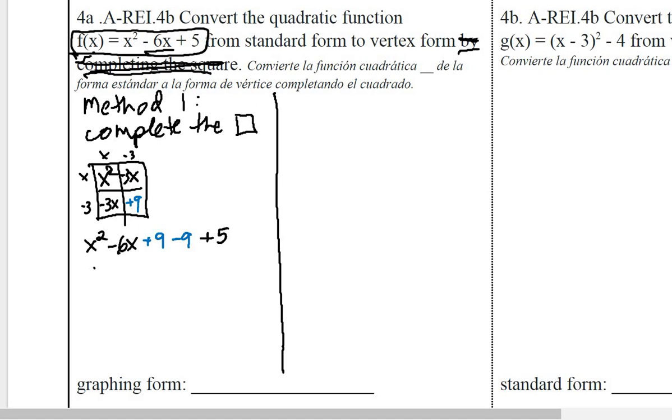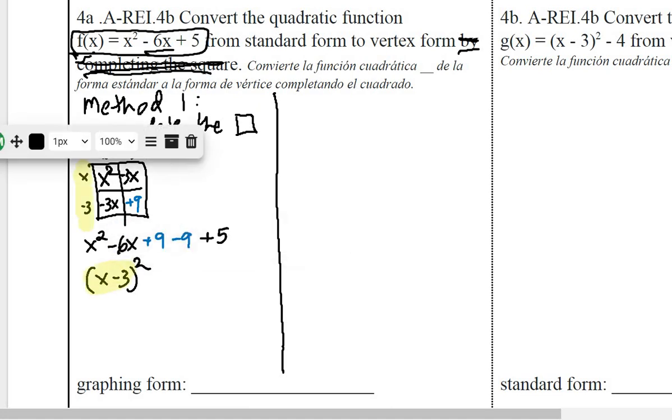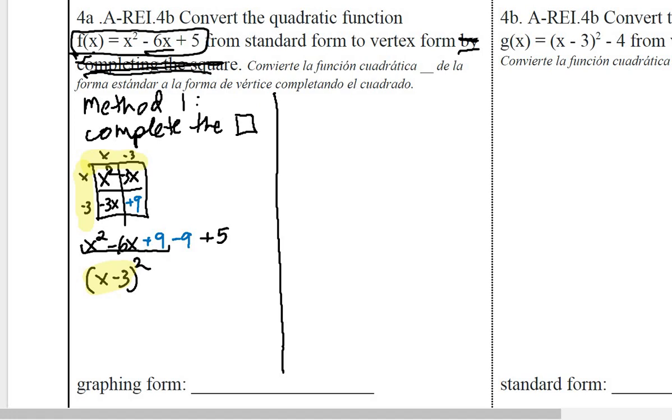And that can turn into (x minus 3) squared, x minus 3 coming from the outside of my box, and that's why it's squared, which came from this part of my equation, and then minus 4, which comes from this part. I should have said for my expression, by the way. Okay, so graphing form is going to be f of x is equal to (x minus 3) squared minus 4.